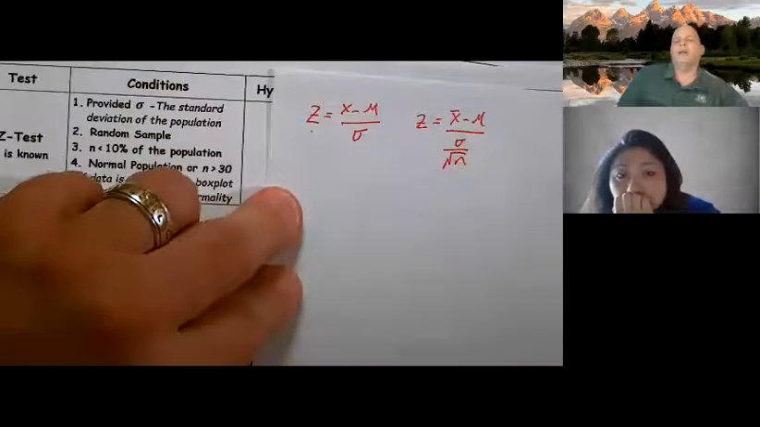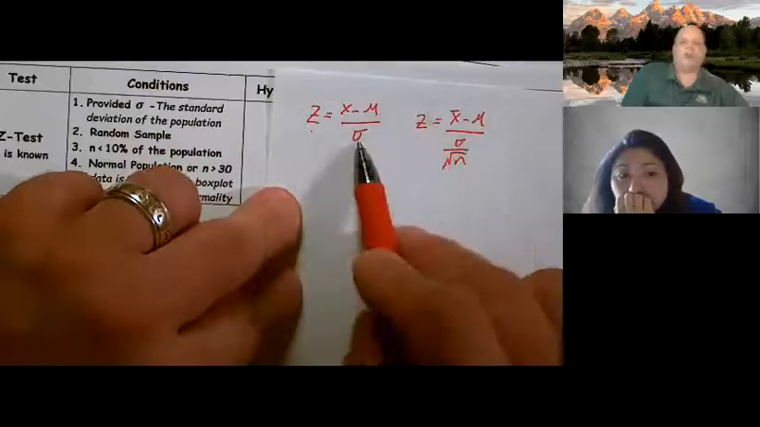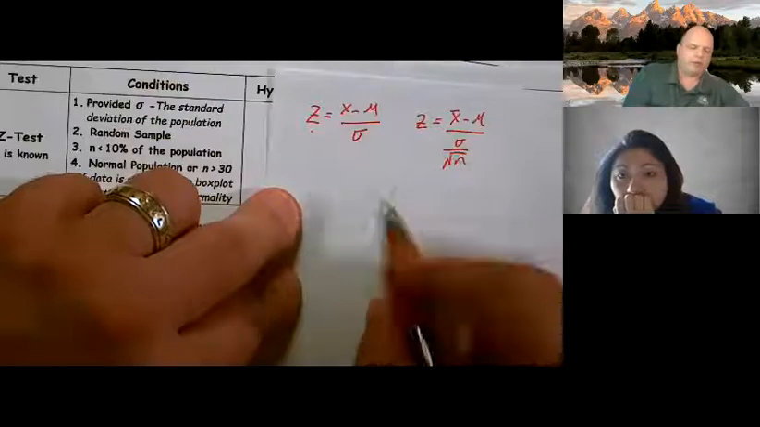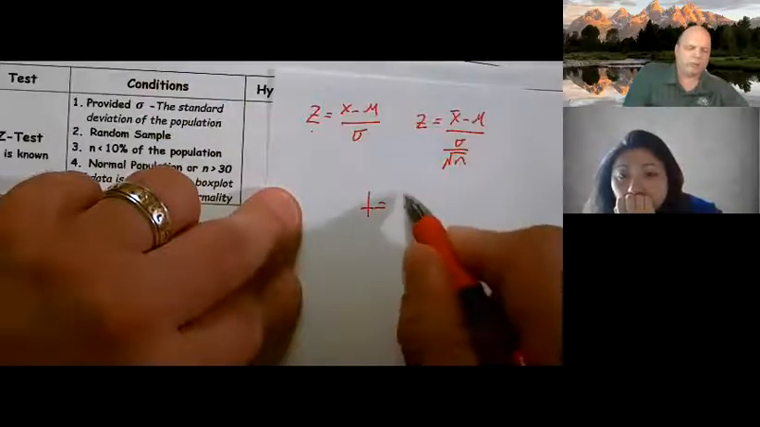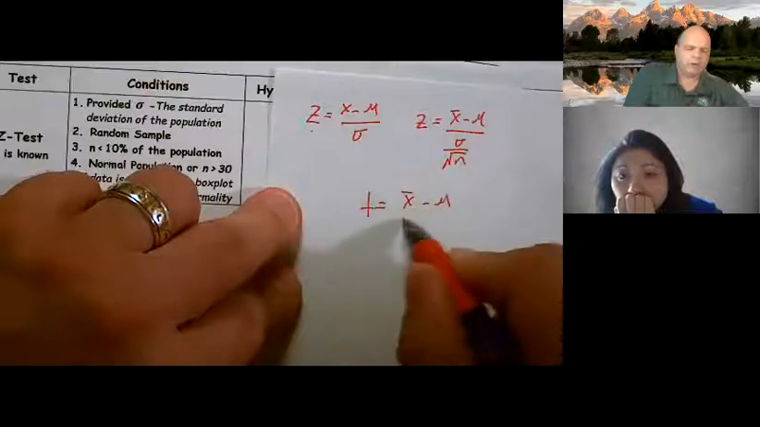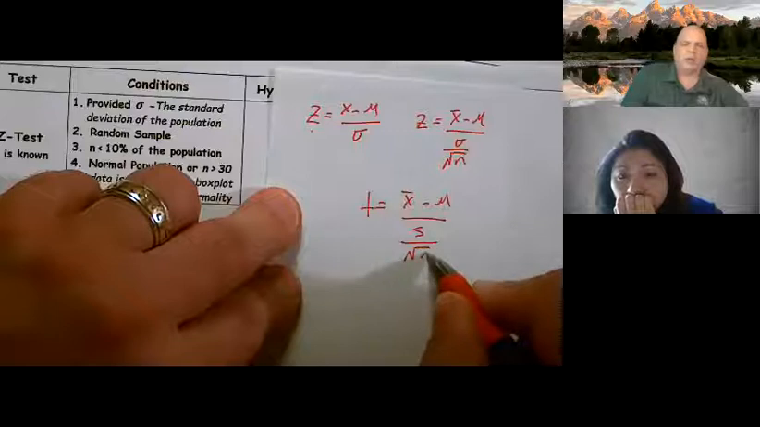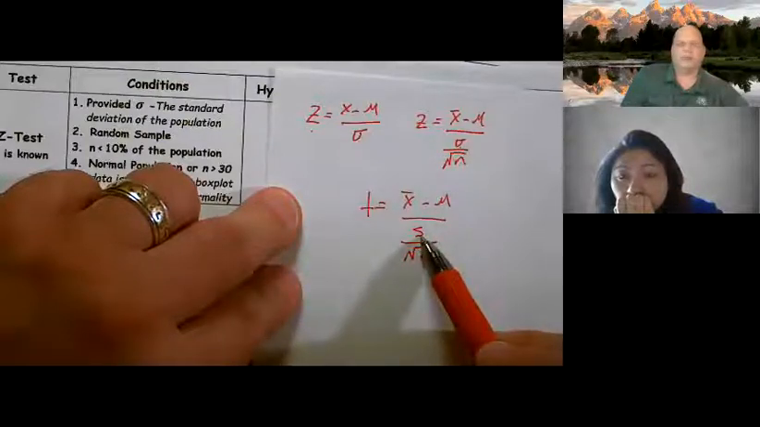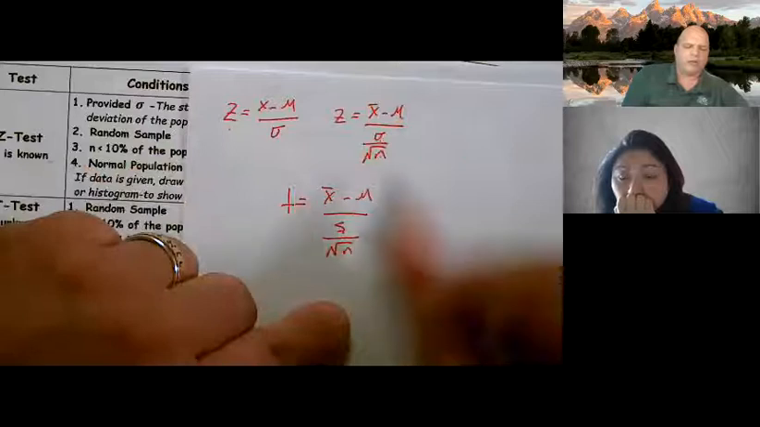Now, what if they didn't give me the standard deviation of the population and instead they gave me the standard deviation of the sample? Well, if they gave me the standard deviation of the sample, all I'm doing is swapping out this for that. That's all I'm doing. Now let's talk about our conditions for these two.